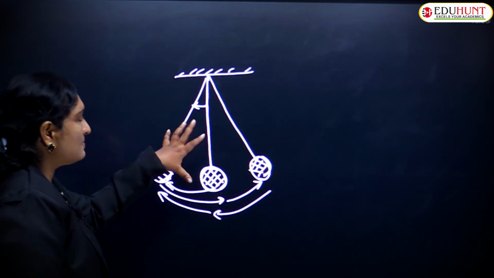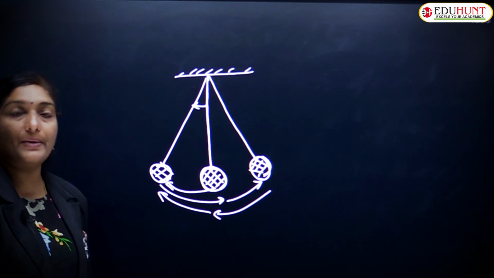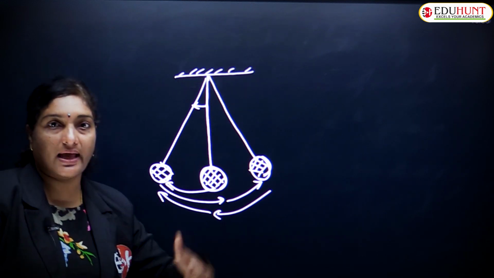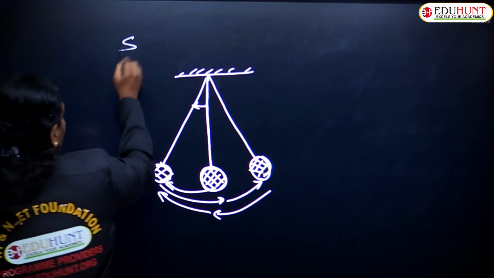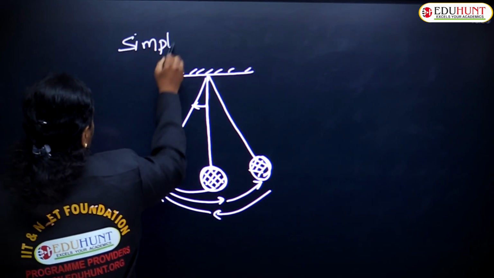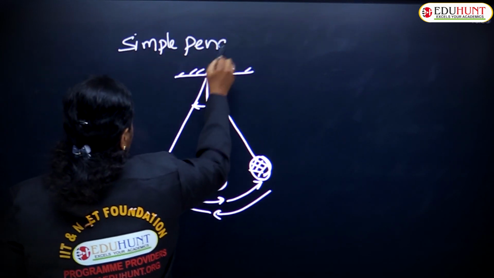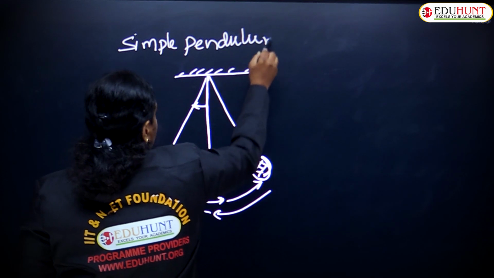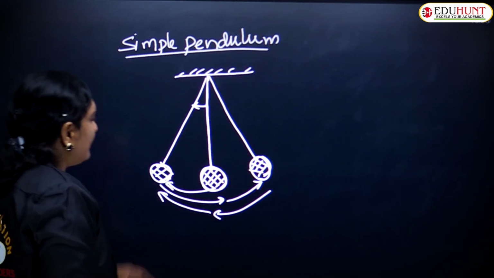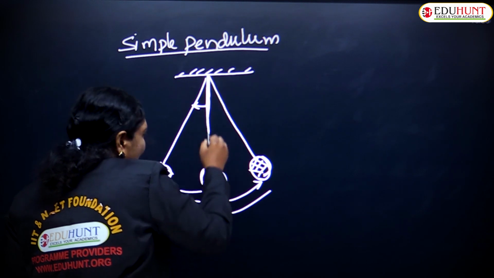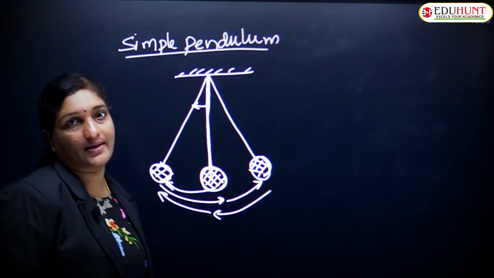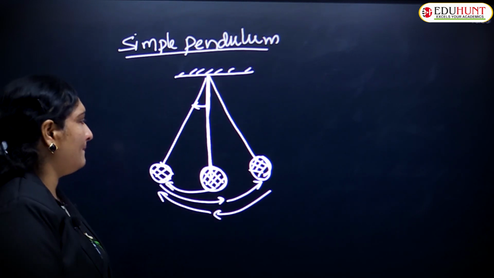Okay, this is called a simple pendulum. So, time to time, this process is being repeated. This instrument is called a simple pendulum. What is a simple pendulum? A heavy metal bob suspended by a light, weightless string is called a simple pendulum.